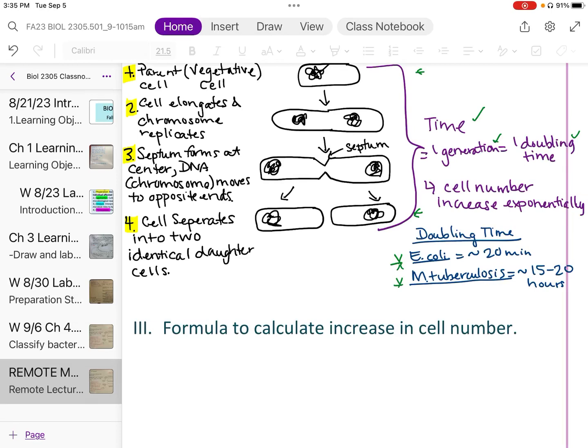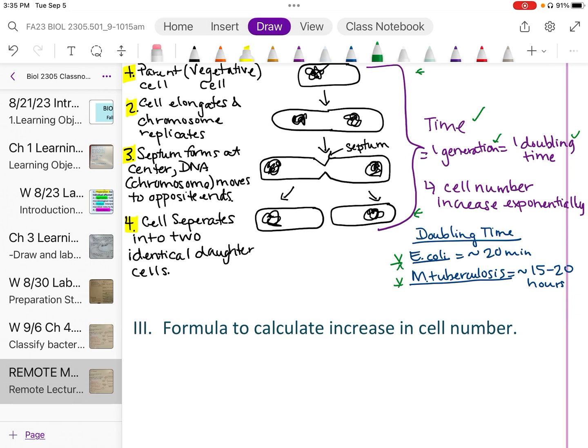So now we're going to learn how to use the formula to calculate the increase in cell number. The formula that is used to do this is 2 to the n, where n equals the number of generations.